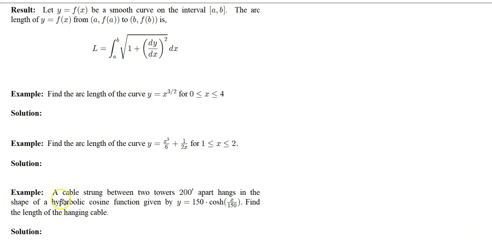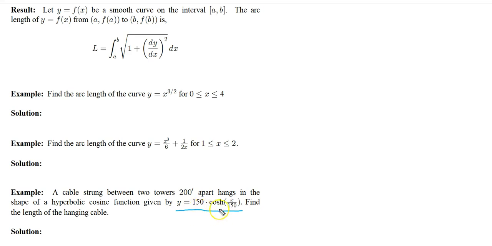And finally, let's take a look at this example. So we have a cable that is strung between two towers that are 200 feet apart, and we're given that the cable hangs in the shape of a hyperbolic cosine function given by this equation. We want to find the length of the hanging cable. Now, it might seem strange, why do we use the hyperbolic cosine or cosh function? Well, that is actually the shape that cables hang in. And we'll prove that in another video.